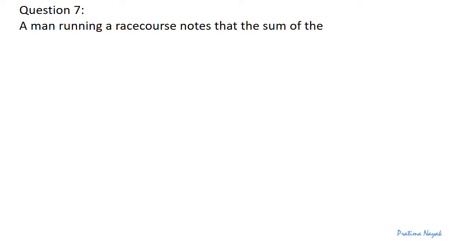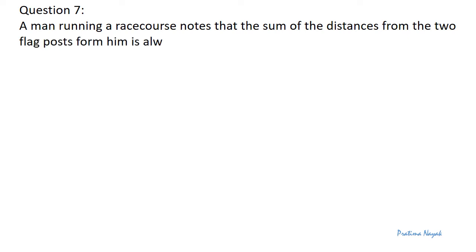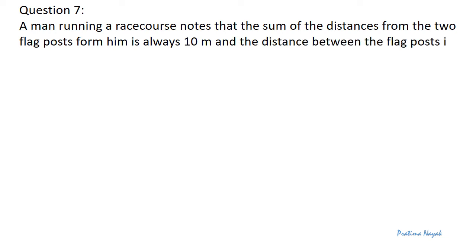A man running a race course notes that the sum of the distances from the two flag posts from him is always 10 meter and distance between the flag posts is 8 meter. Find the equation of the path traced by the man.